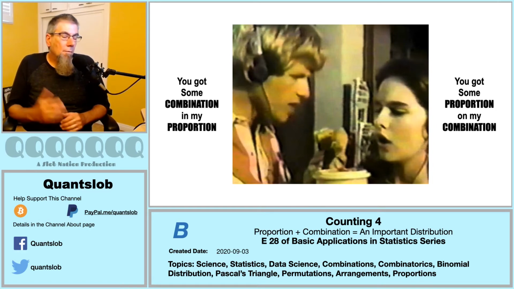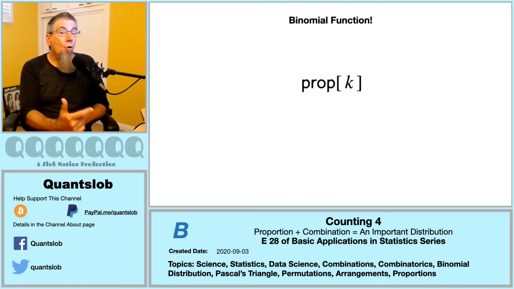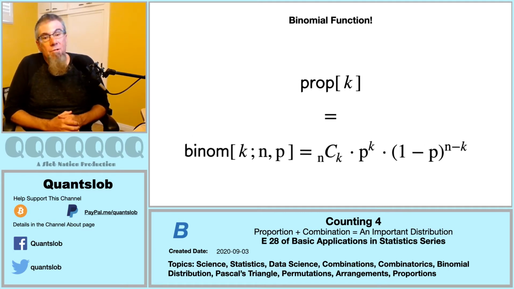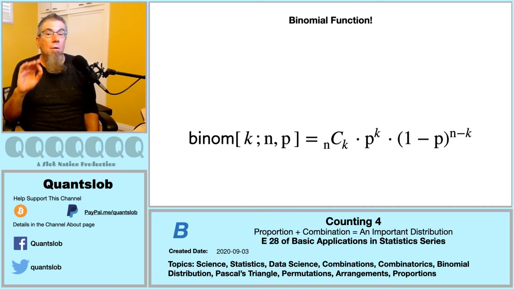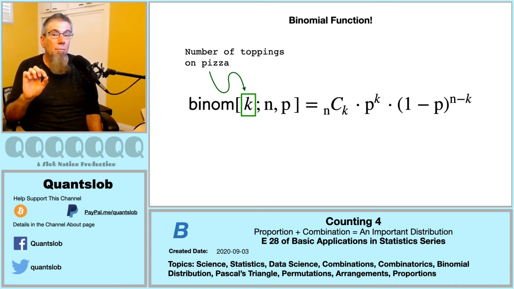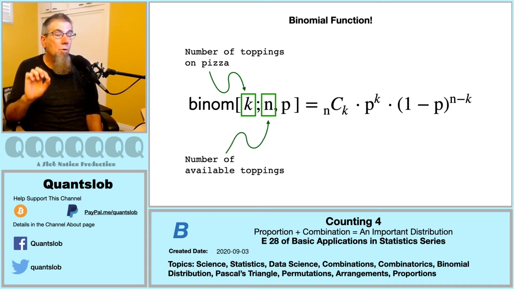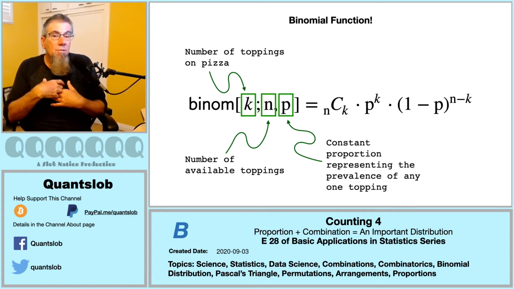Anyway, what do we end up with? Behold the binomial function, or the binomial distribution function. So let's break this down. Let's drill into this here. Okay, so here we input the number of pizza toppings, and we also input the total number of available toppings along with our proportion representing the constant prevalence of any one topping. And the function hands us back the proportion of pizzas within our collection with the specified number of toppings.